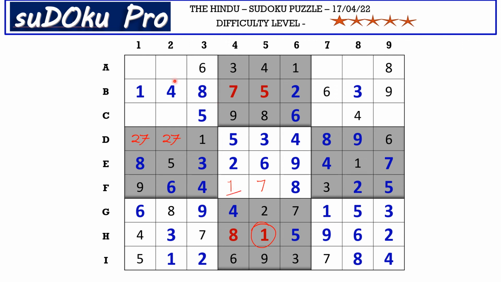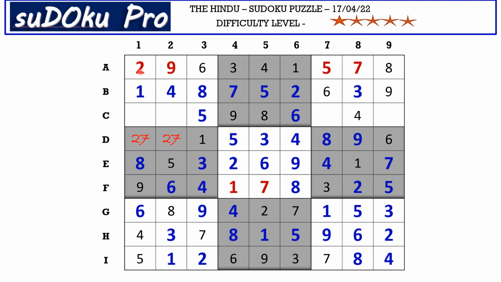Now there is a 9 here in C row and a 9 in column 1, which blocks these 3 cells. So 9 goes here in A2. In A row, there are only 3 empty cells and the missing numbers are 2, 5 and 7. You can see 2 and 5 blocking from here. So A8 takes 7. Now the missing numbers are 2 and 5. There is a 5 here blocking this cell. So A7 takes 5 and A1 takes 2.